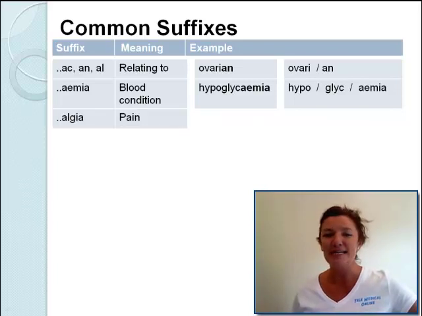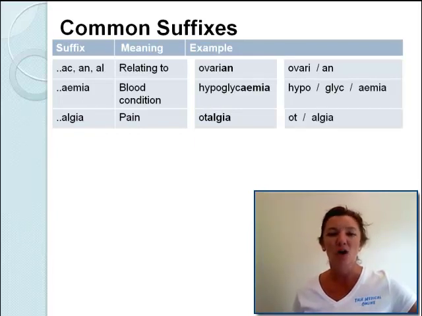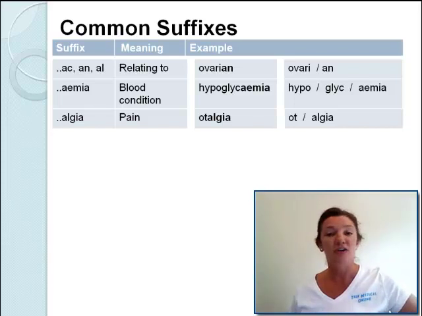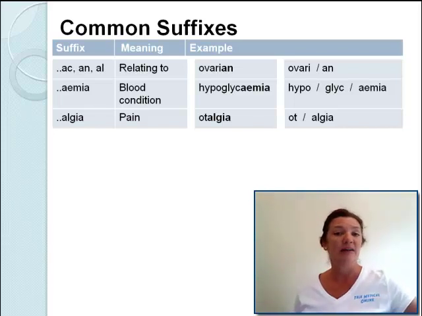Algia is pain. Common word, otalgia. Children in particular suffer with otalgia. Let's break it down. Ot, break, algia. Algia we know means pain. Ot is your ear, all my ears are ot. So otalgia is pain in the ear.